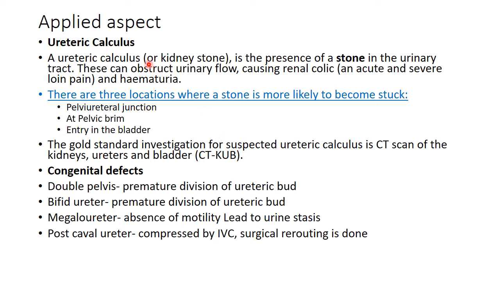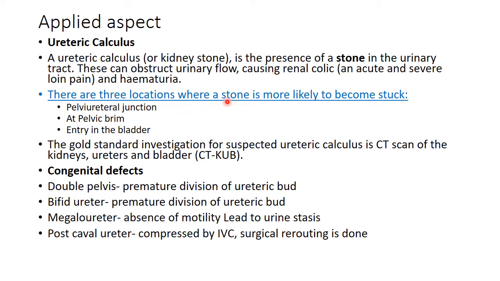Then ureteric calculus. We talked about this in the previous lecture when we were talking about the kidney. I'll repeat this. Ureteric calculus is a stone, which is made of salt of organic and inorganic material, and when the stone is there in the urinary tract, that is called the ureteric calculus or kidney stone. These can obstruct the urinary flow, causing renal colic, which is acute and severe loin pain, and can lead to hematuria.